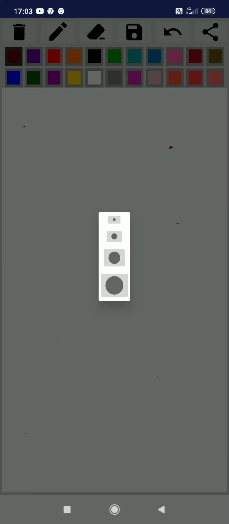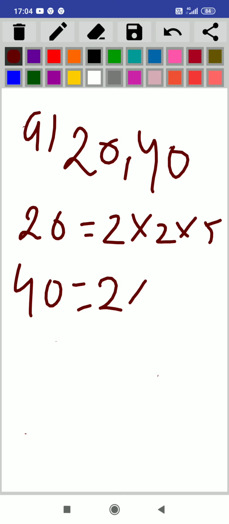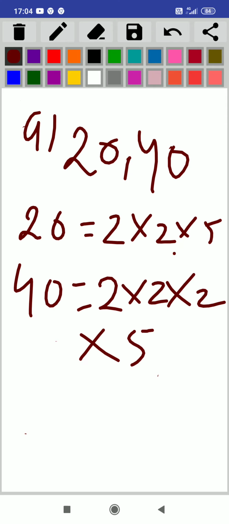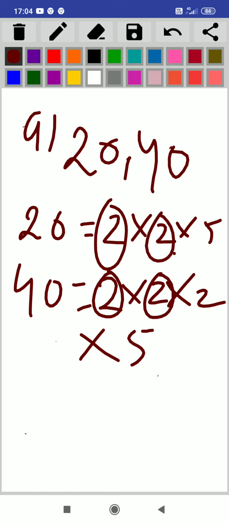So the first part of the third question is 20 and 40. First of all we will write the factors of 20: 2 multiply 2 multiply 5, and the factors of 40 are 2 multiply 2 multiply 2 multiply 5. 2 twos are 4 and 4 fives are 20. 2 twos are 4, 4 twos are 8 and 8 fives are 40. So we will write here the common factor 2, 2, and 5 is also common.